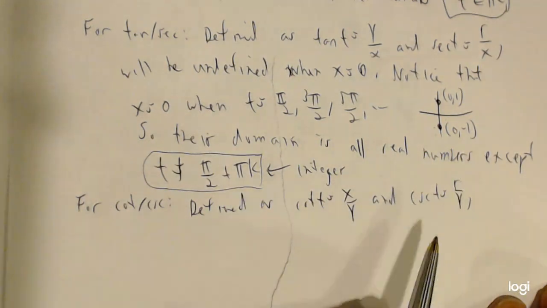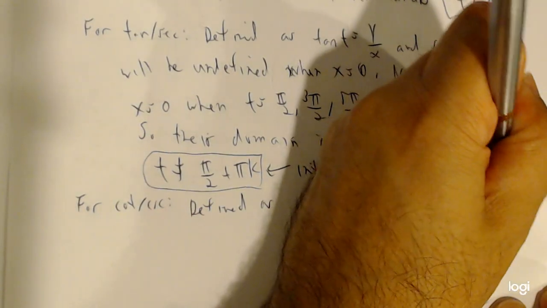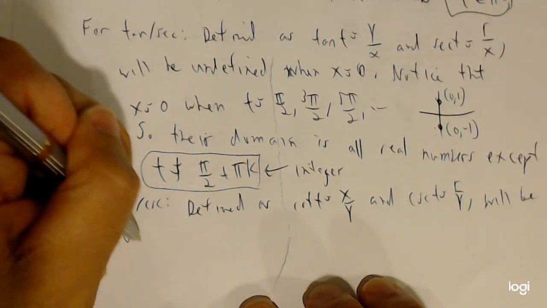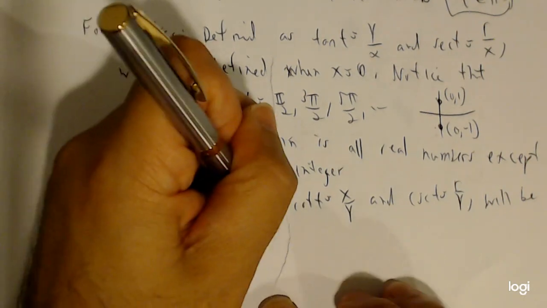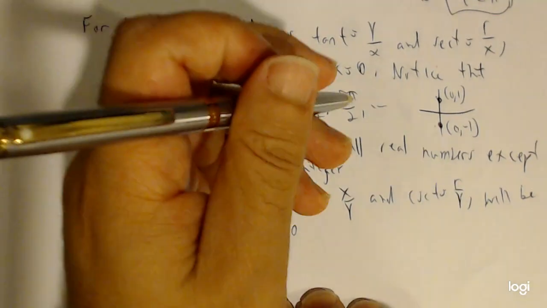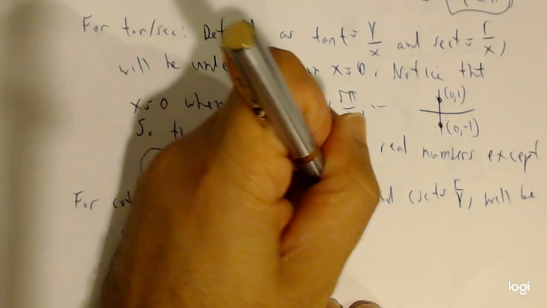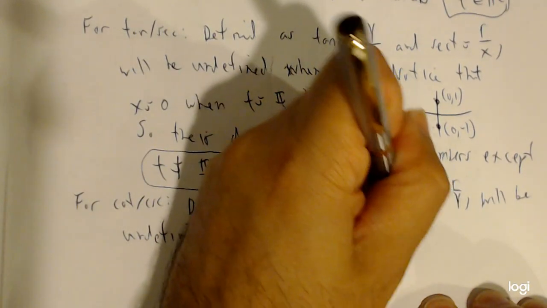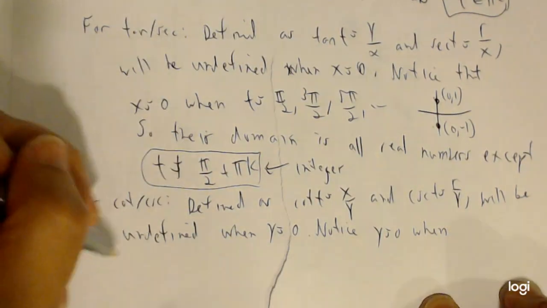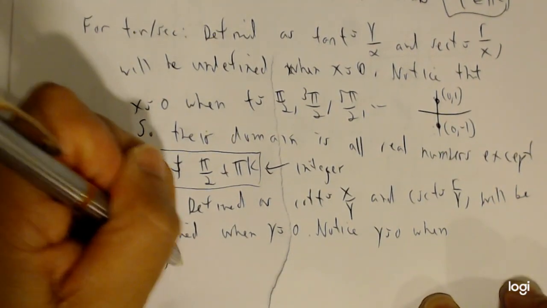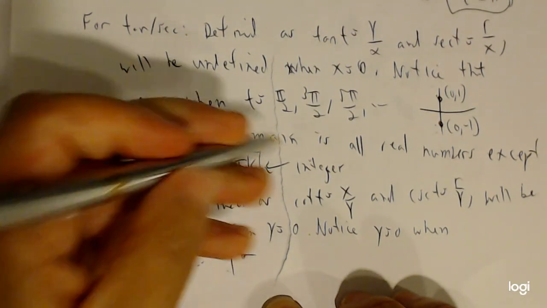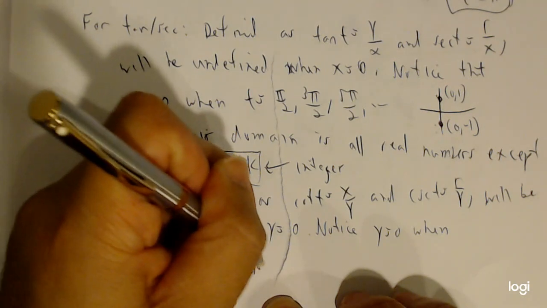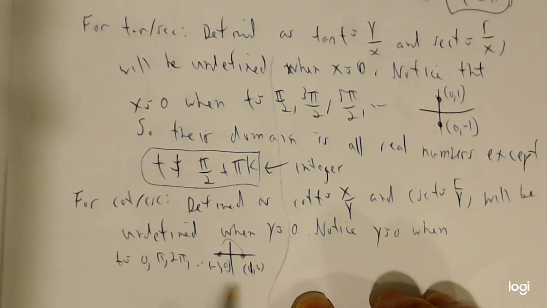And what do we know? These will be undefined when y equals 0. So when does y equal 0? Notice y equals 0 when t equals 0, pi, 2 pi, and so on, which means where do we land? We land here or here, right? That's 0, pi, 2 pi, 3 pi, if I keep going around. So it's (1, 0), (-1, 0). You could see how the y values are 0 here.